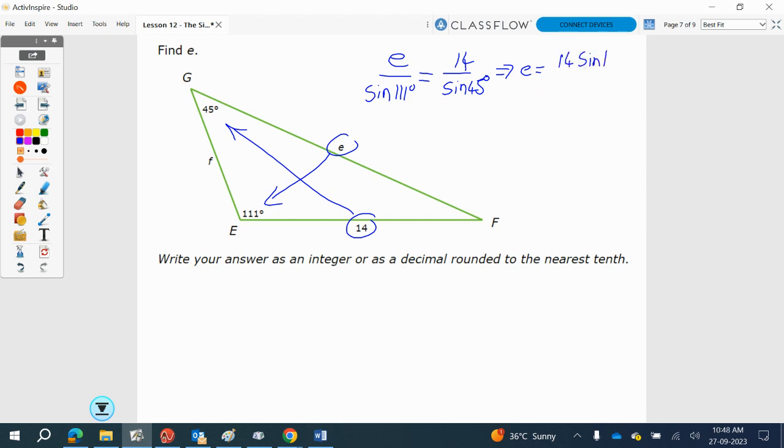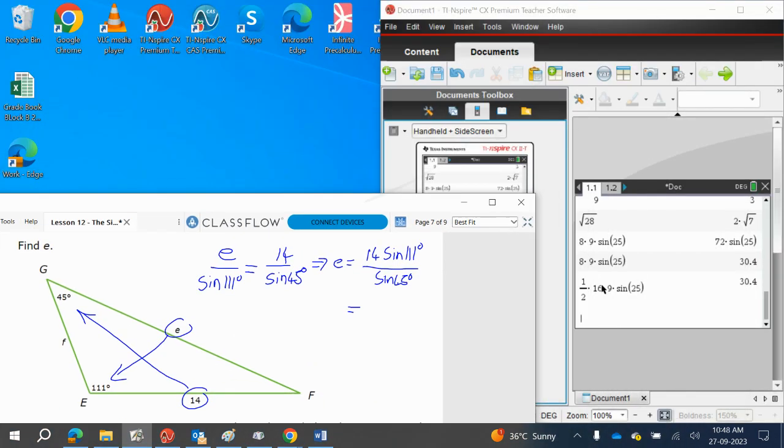14 sine 111 over sine 45 degrees. On a non-calculator exam, that's the answer. That's the exact answer. It's the only way of expressing the exact answer. But on a calculator paper, you'll be asked to round. We need to round to the nearest tenth.